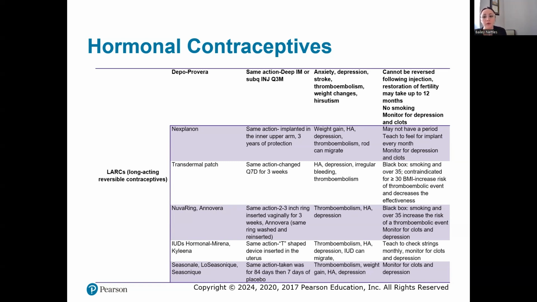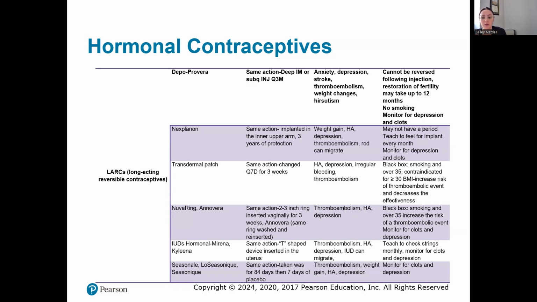Okay. The NuvaRing or the Annovera is a little ring. It's like silicone. It's very flexible. It's once again, same action. It's a 2 to 3 inch ring. So it's about this big, and you just insert it vaginally for 3 weeks. Most important thing is to teach them how to use it. Okay.